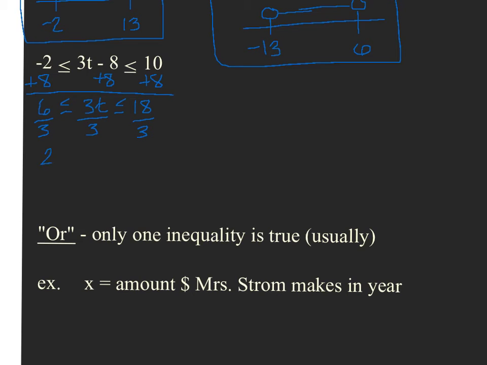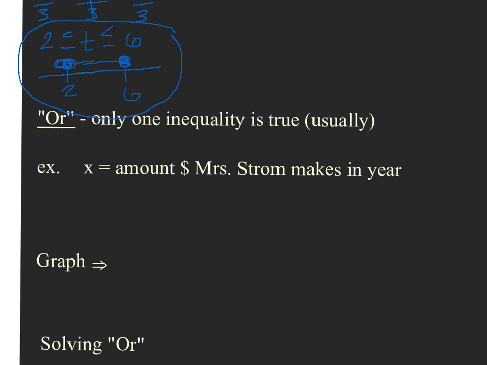6 divided by 3 is 2. t is less than or equal to 6. So then we can graph. We put our 2 and our 6 on there. They're both closed circles. This says t is greater than or equal to 2 and it's less than or equal to 6. So there's our graph. Again, if it says an "and", you need to make sure your answer has the "and" in it also.